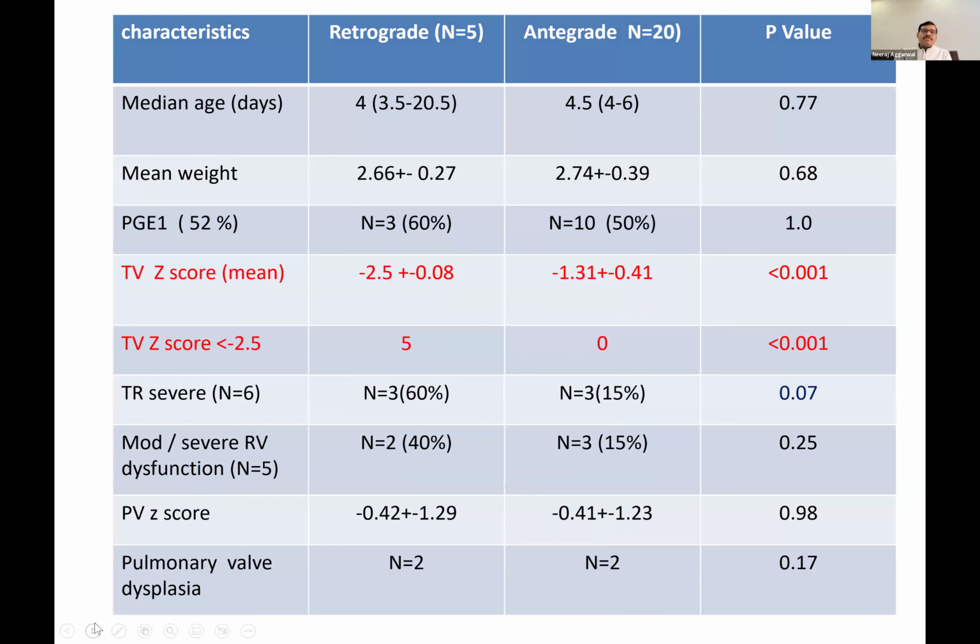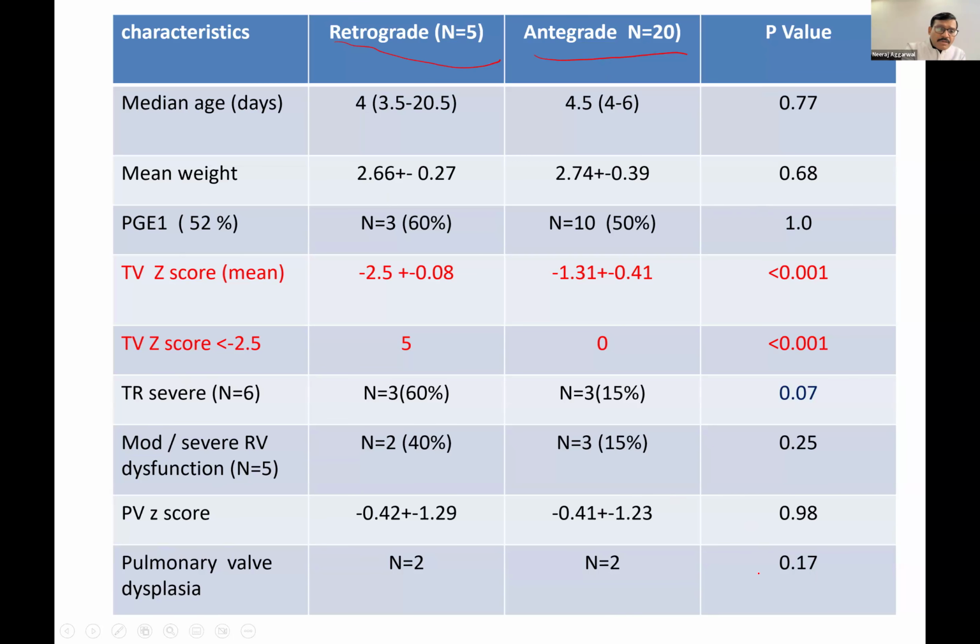This is the data which we analyzed among retrograde versus antegrade patients. We had a total of 25 patients, 20 antegrade, either femoral or jugular, and 5 retrograde. Age was almost equivalent. The p-value was not significant for weight, PGE1 use, severity of TR, and RV dysfunction, which were the same. Pulmonary valve Z score was not statistically significant. Dysplasia was not statistically significant. Both groups had two patients with a dysplastic pulmonary valve.